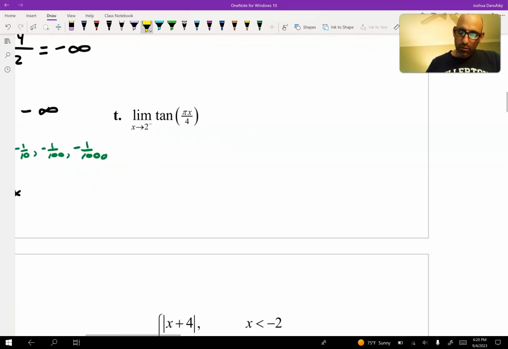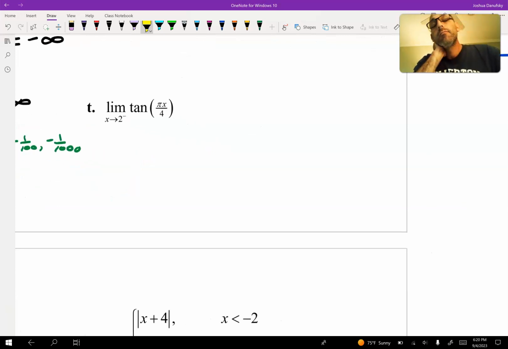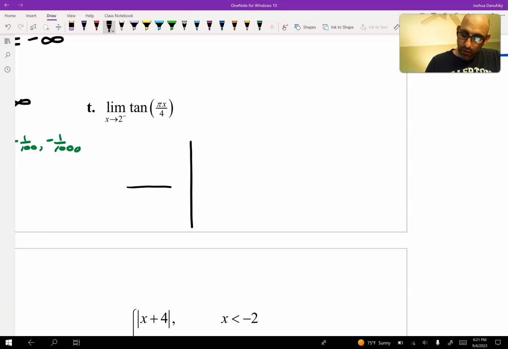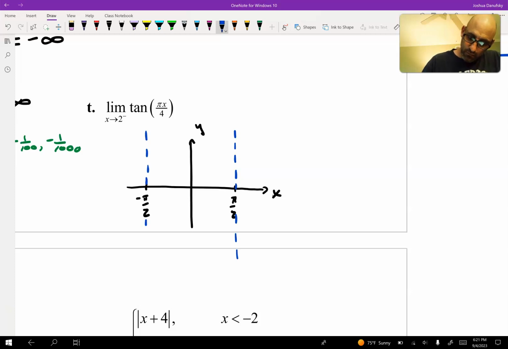Part T, now we're looking at our tangent graph, and you'll notice that if you plug in 2 there, you're going to get pi over 2. And the tangent of pi over 2 is undefined. Okay, so let's go ahead and remember our tan graph real quick. So we have pi over 2 here, and we have negative pi over 2, and the tangent graph does something like this.